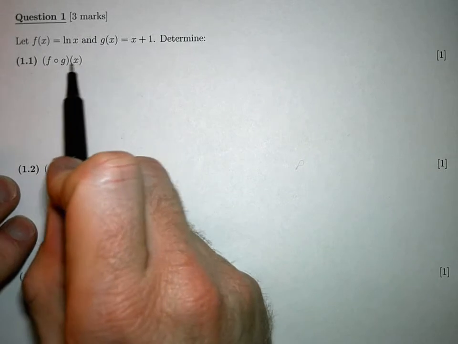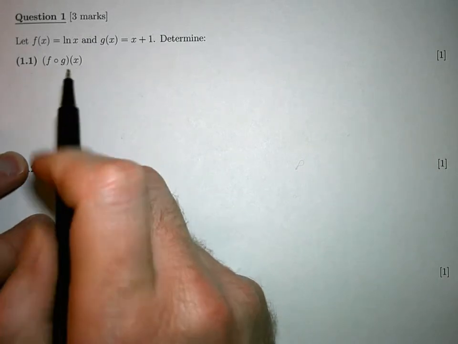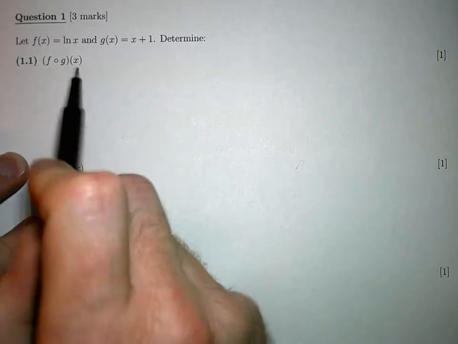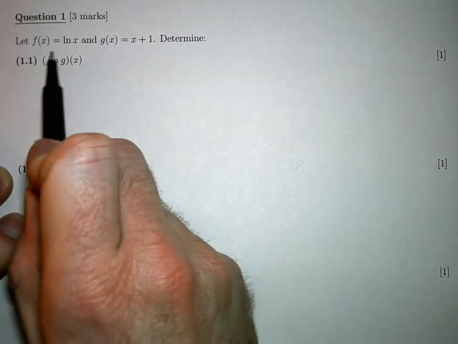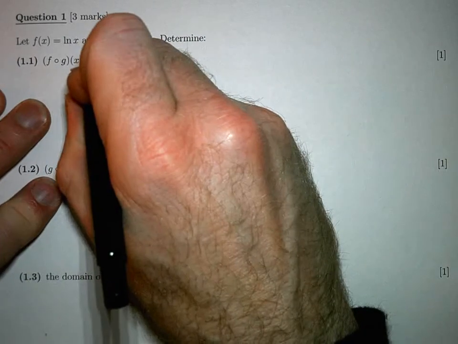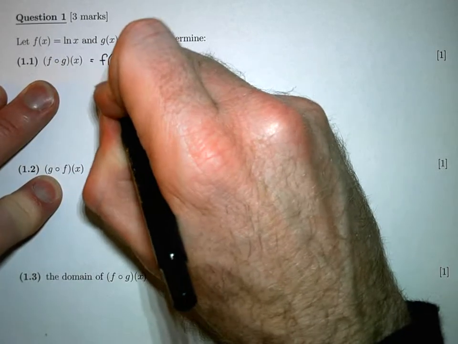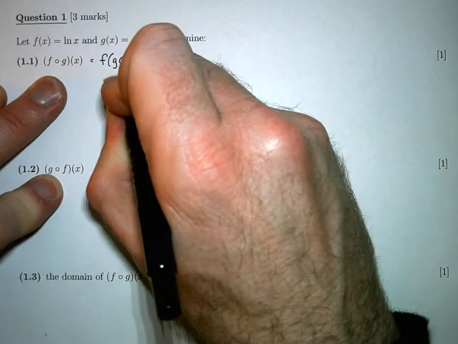Now what some of you did was find some expression for f of g and then multiply by x at the end. This is not a multiplication in here. This is the notation that we use, that this function is a function of x. In fact, this is simply the same as the f of g of x.